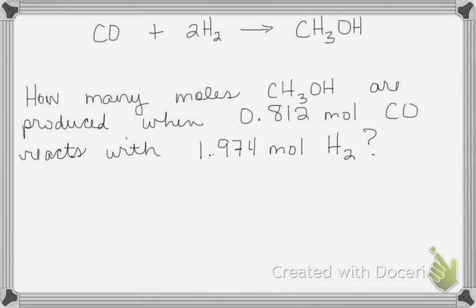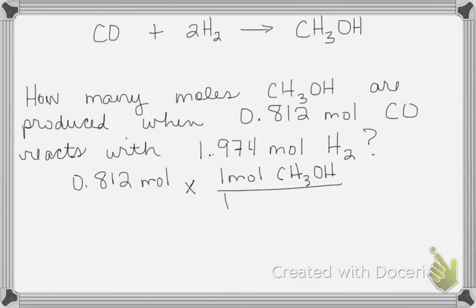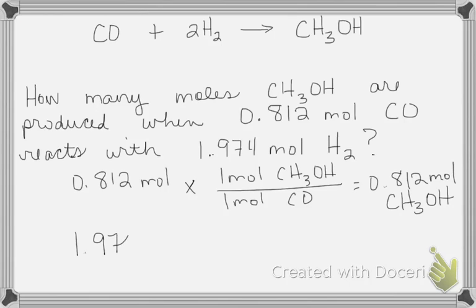Let's work this one. Y'all started with 0.812 moles of CO. And you know that I'll make a mole of methanol for every mole of carbon monoxide. So I will make 0.812 moles of methanol. And then you did the same type of conversion with the 1.974 moles of hydrogen.